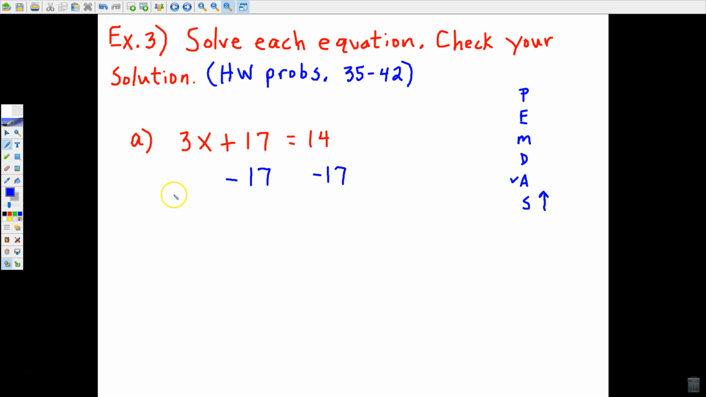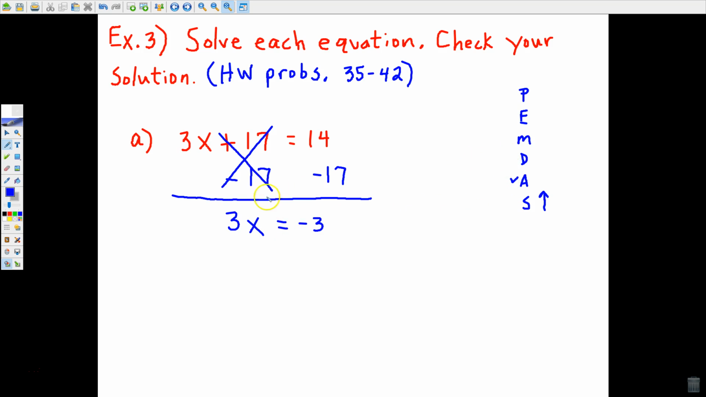Again, this is a property of equality. I'm doing the subtraction operation on both sides of this equation. Whatever I do to one side, I must do to the other side of the equation. And that gets me to this line, this equation, 3x. Remember, these will become 0, additive inverse property. And 14 minus 17, of course, is negative 3.